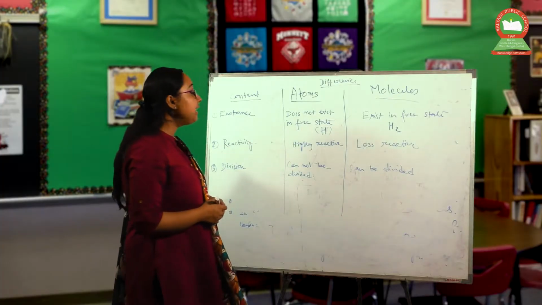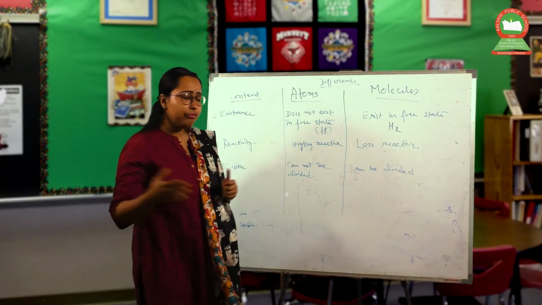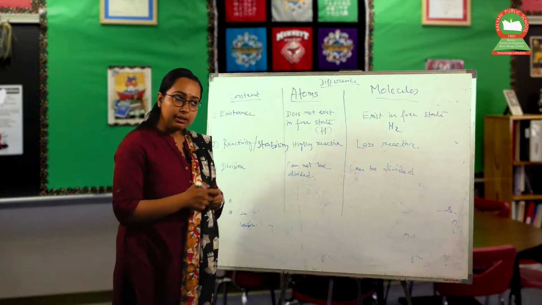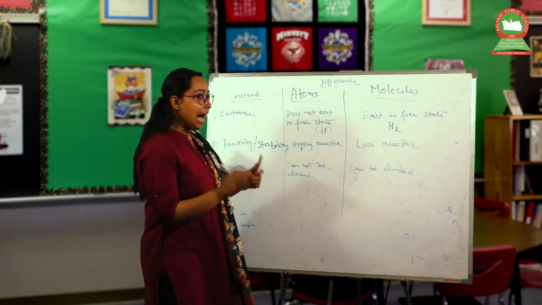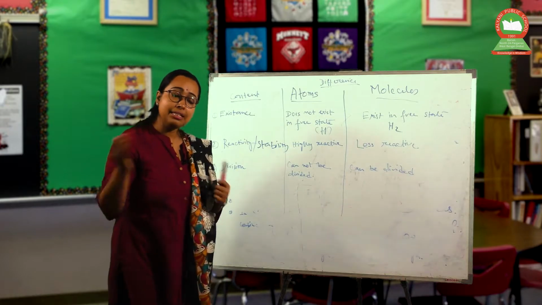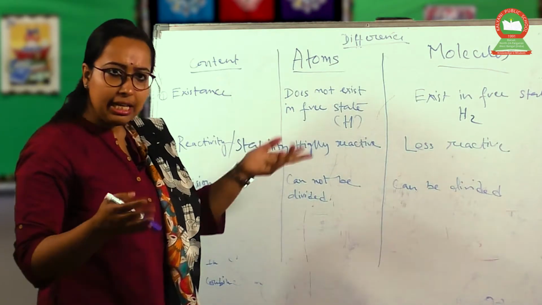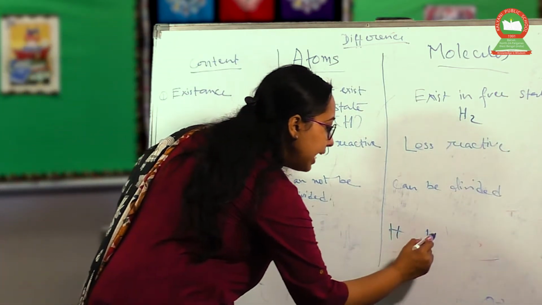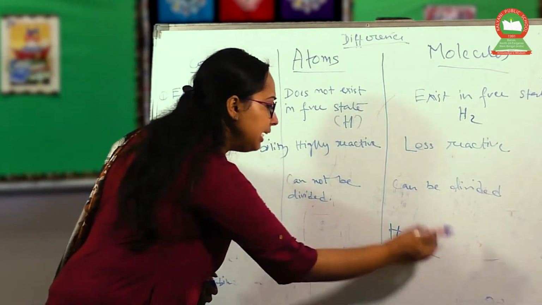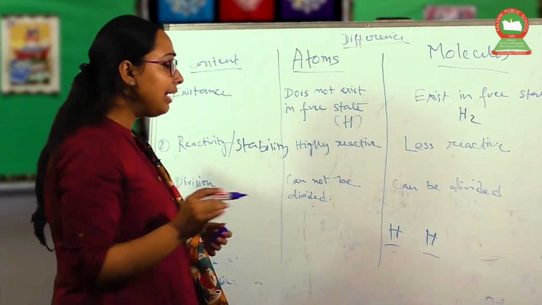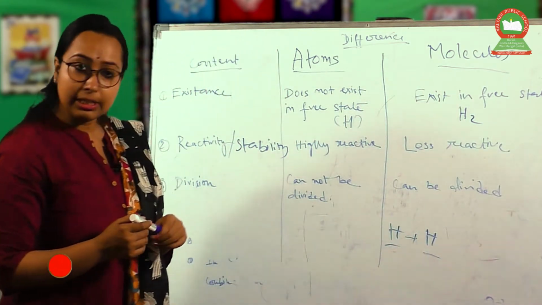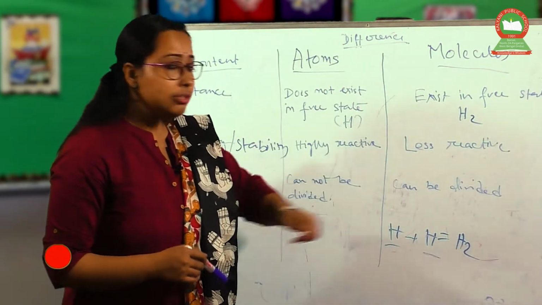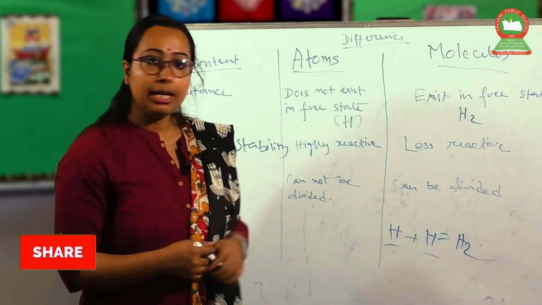So that was the first point. The next point is reactivity, or we can say stability. Reactivity and stability are exactly opposite. The substance or atoms that are highly reactive have less stability, and high stability means less reactivity. Because an atom can't remain in a free state, it is highly reactive. If we keep these H and H together, they can't remain in a free state, they will readily combine together and form H2. It forms a molecule easily: H and H, two atoms, form the diatomic molecule H2.